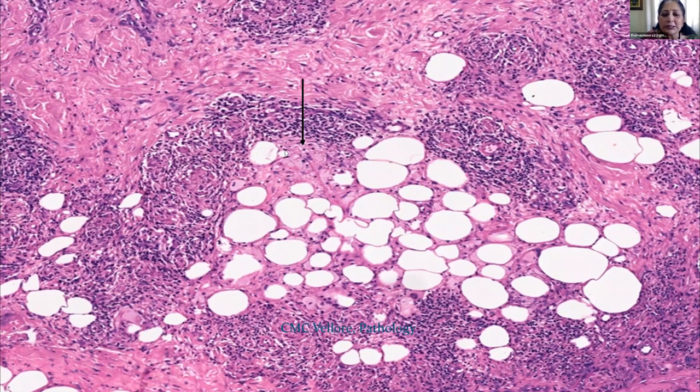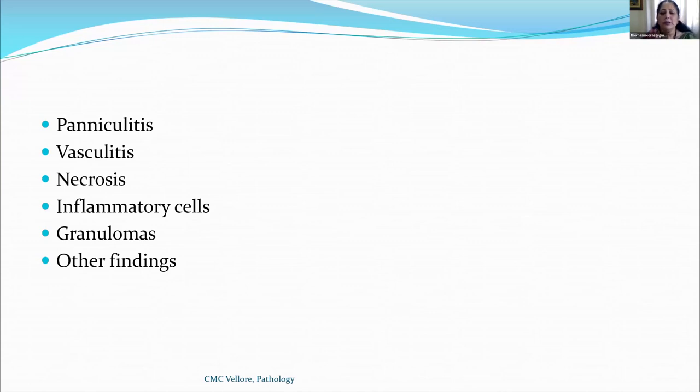Okay, I've got 2 people answering, telling me it's lipophagic fat necrosis. Good. This is lipophagic fat necrosis. You also have some hyalinizing fat necrosis here. So take it under higher power. So if you go to the first table which I showed you, what sort of panniculitis do you see here? This is septal and lobular. No vasculitis. Necrosis is lipophagic and some hyalinizing.